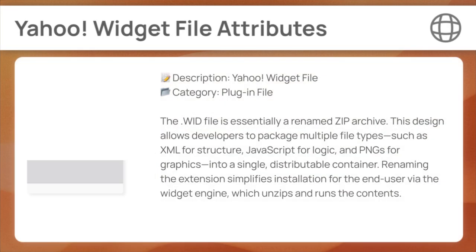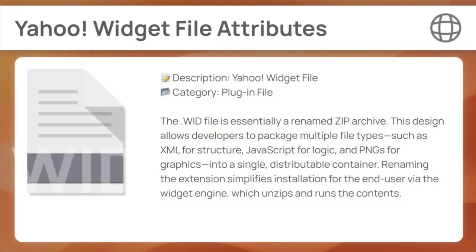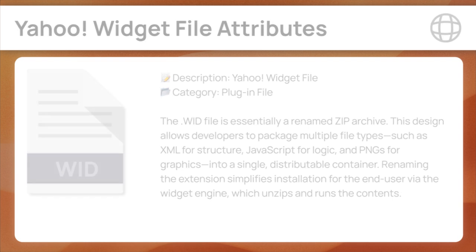The WID file is essentially a renamed zip archive. This design allows developers to package multiple file types, such as XML for structure, JavaScript for logic, and PNGs for graphics, into a single distributable container. Renaming the extension simplifies installation for the end user via the widget engine, which unzips and runs the contents.